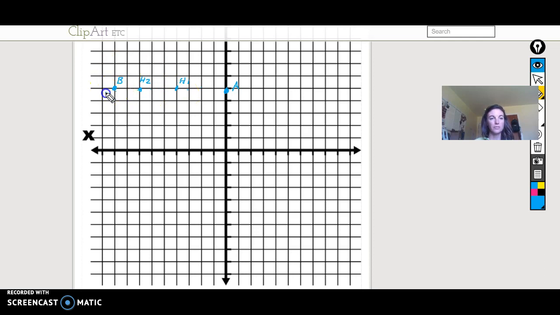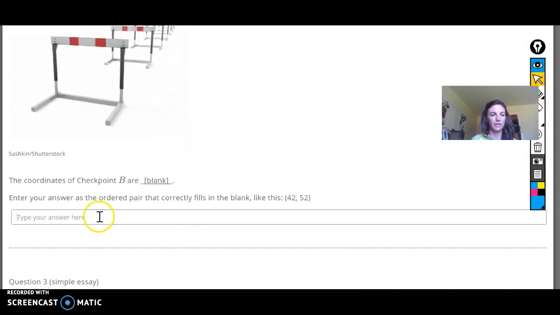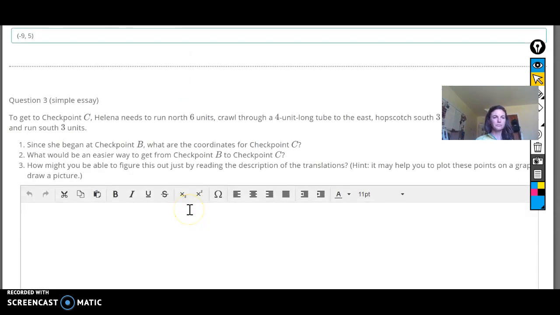And what they're looking for are the coordinates. So this is at x equal to -9, and y is 5. So that's what we're going to type in right here. Coordinates of checkpoint B are located at -9 and 5. Okay, only one more question remaining.